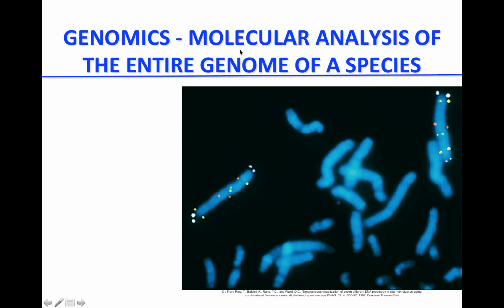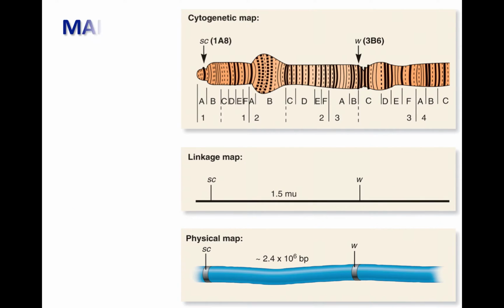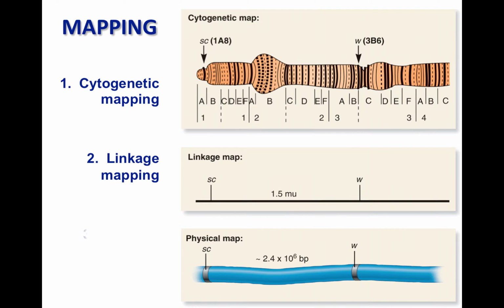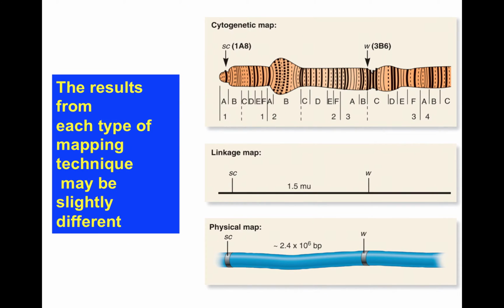Genomics, or the molecular analysis of the entire genome of a species, has three main phases: mapping, sequencing, and analysis. There are three types of maps that can be made from a genome: a cytogenetic map, a linkage map, and a physical map. The results of each of these types of mapping techniques might be slightly different because the resolution is different.